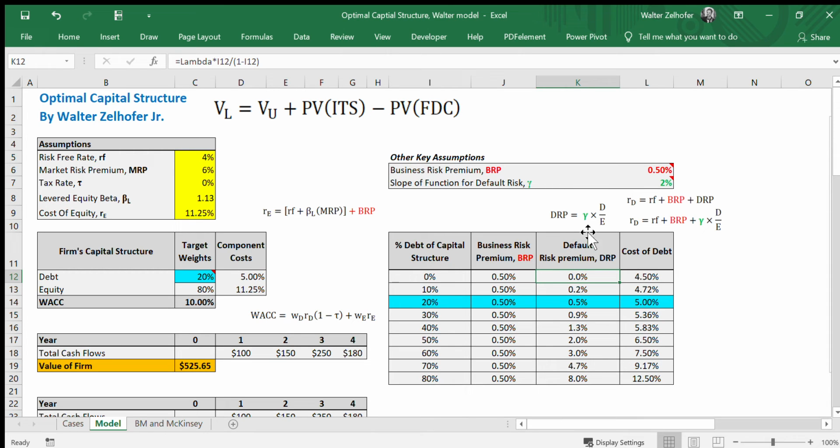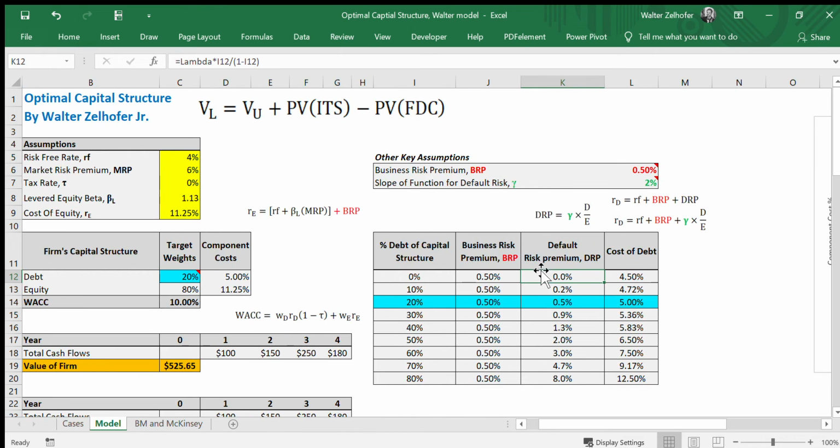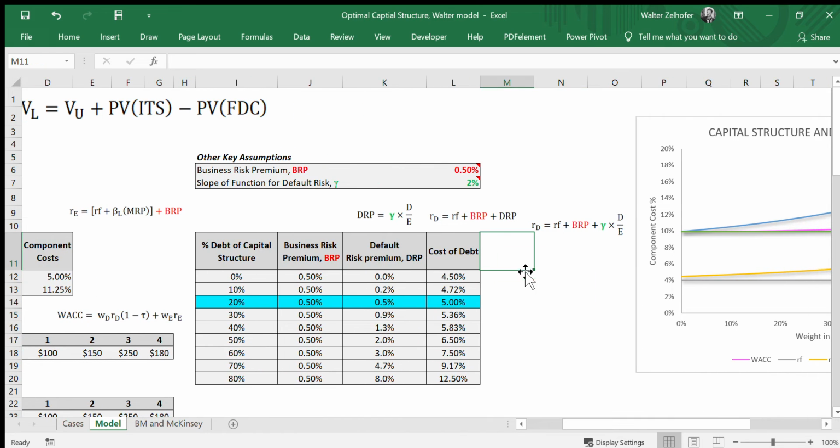This is a non-standard equation, but it gets the job done. What it does is it creates this. It makes the default risk premium increase as the firm borrows more and more money. So what does that mean? What that means is the cost of debt can be decomposed into 3 distinct parts.